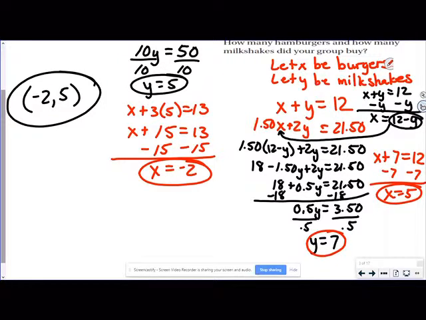Need a conclusion statement because it is a word problem. Therefore, they bought 5 burgers and 7 milkshakes.